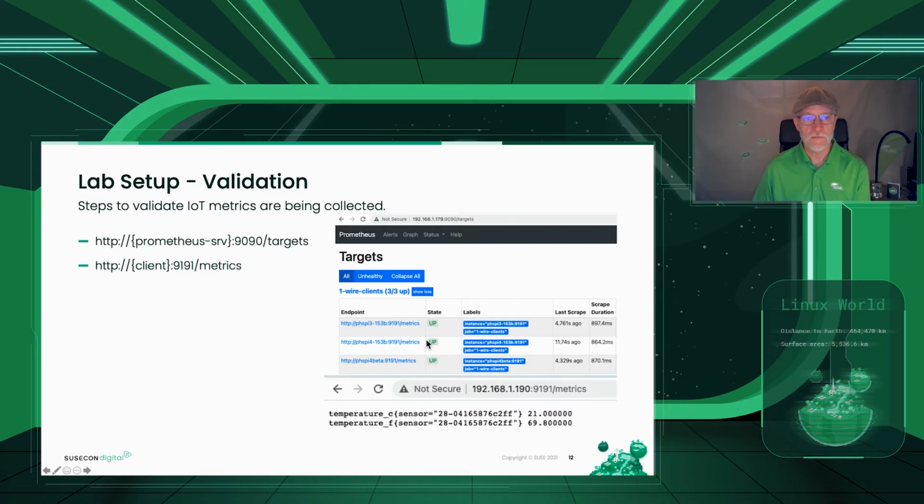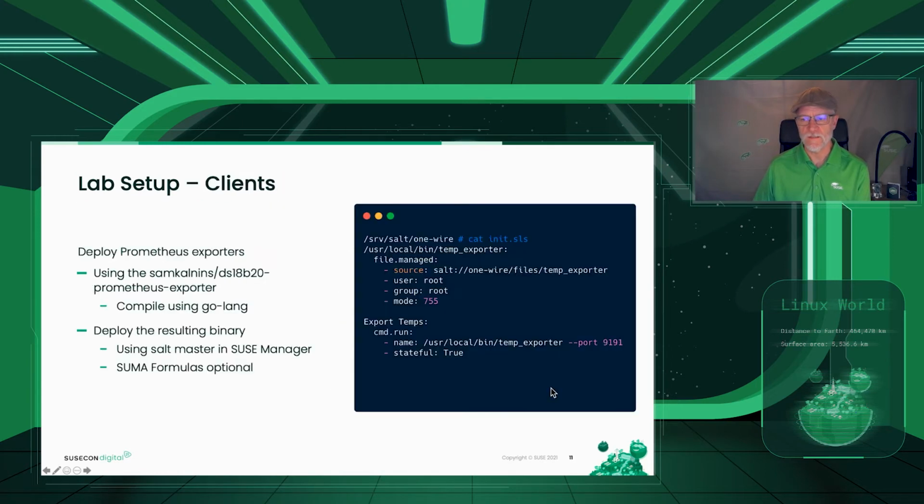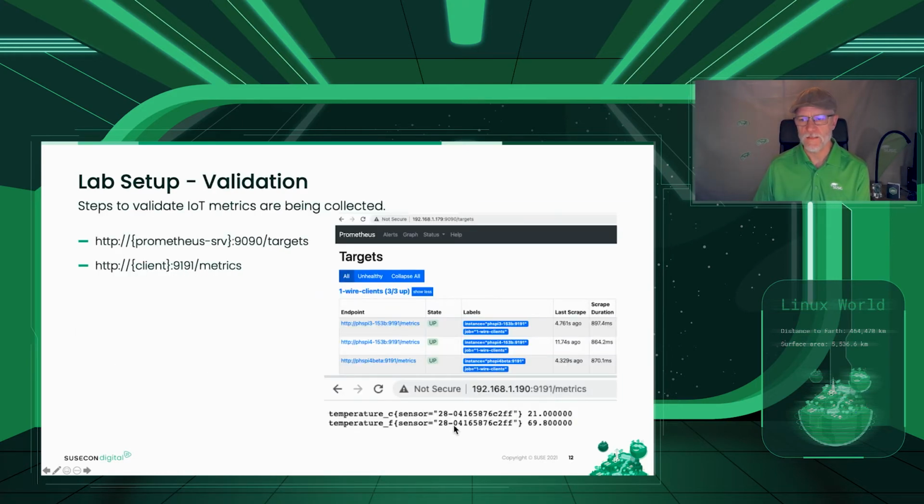At the same time, I can go to the client's IP address, on the exporter's port, and I can see that it's actually pulling both Celsius and Fahrenheit temperatures.